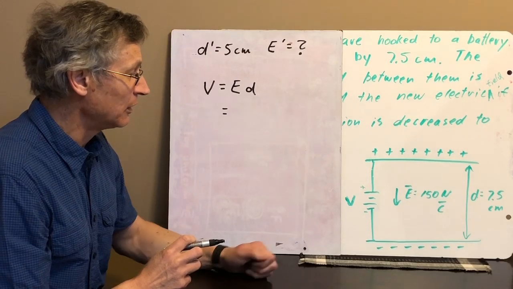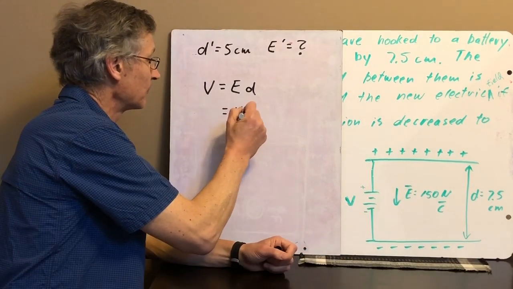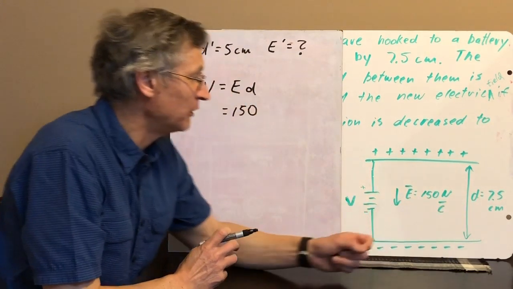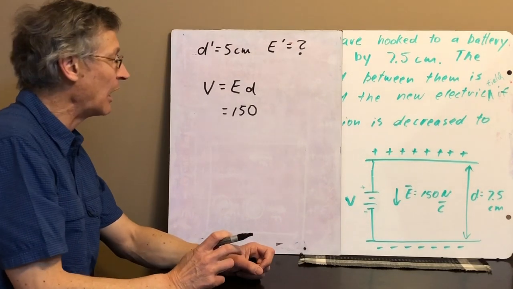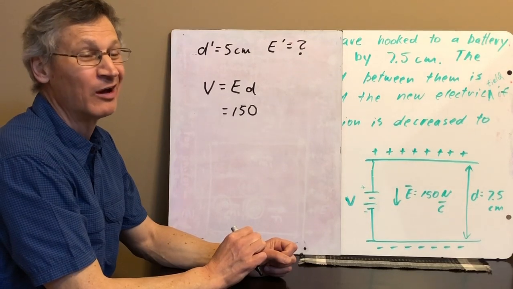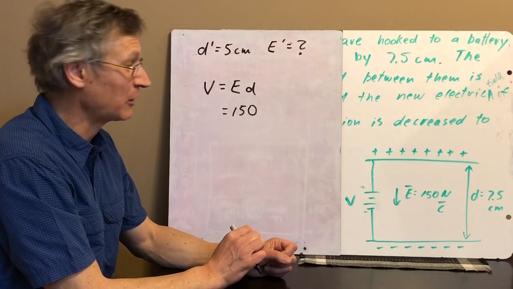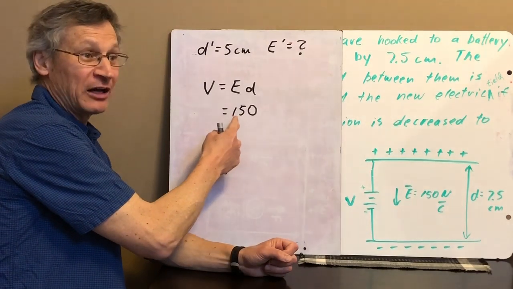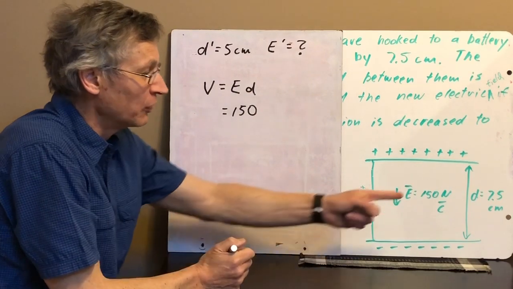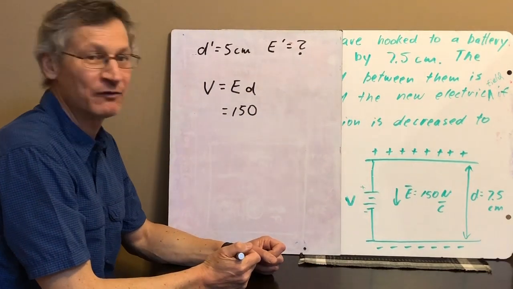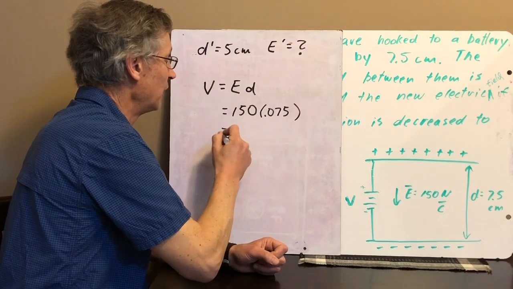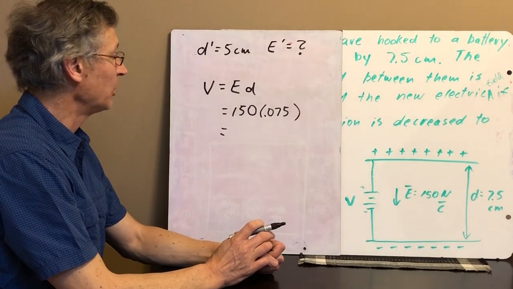The electric field is 150. The distance is 7.5 centimeters. Now remember, this 150 is in base units, newtons per coulomb. Remember, a newton is a kilogram meter per second squared. So there's actually meters tied up in this. So that means your distance has got to be in meters too. So we're going to change that 7.5 centimeters to 0.075 meters. And there we go.